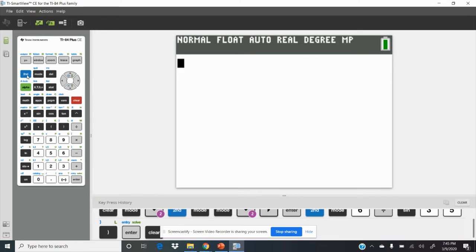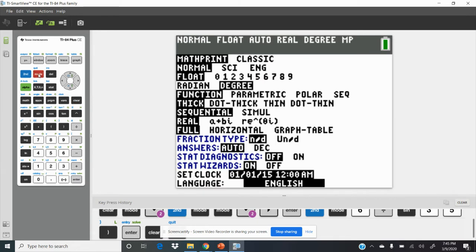All right, so to the right of this second button, you'll see this mode button. If you click on that, the fourth one down, you'll see that there are radians and there are degrees. You want to scroll down, and if you want radians, you'll hit enter and radians will be highlighted. But right now we want degrees, so we will make sure degrees are highlighted. We will be talking about radians later, so make sure you know how to switch your calculator from radians to degrees and back again.